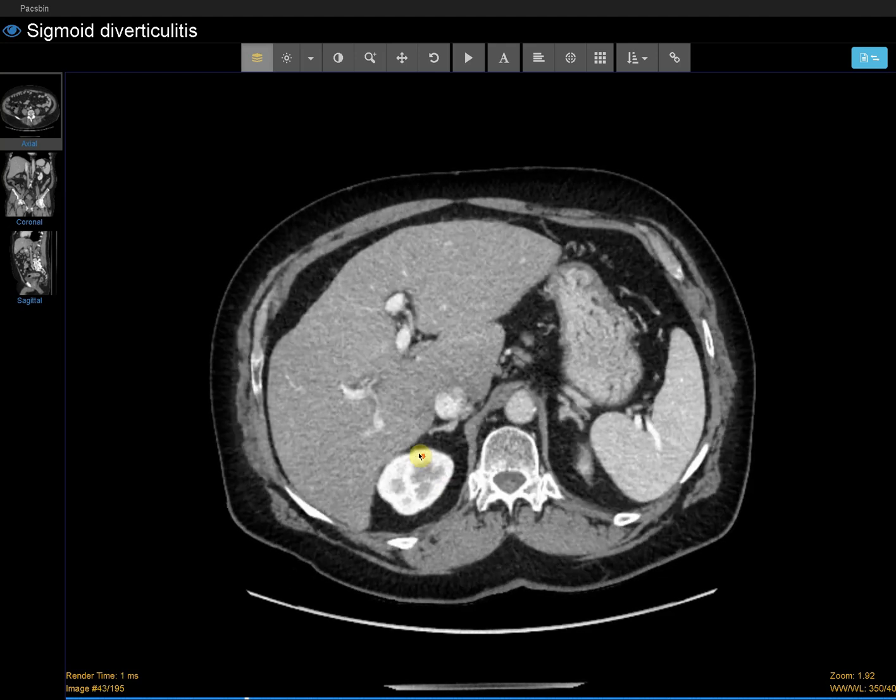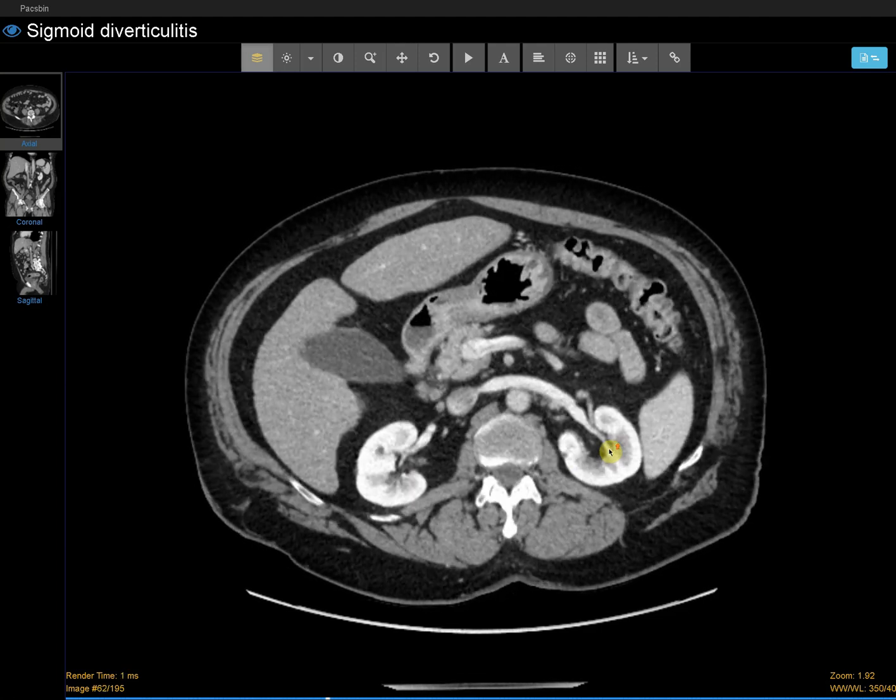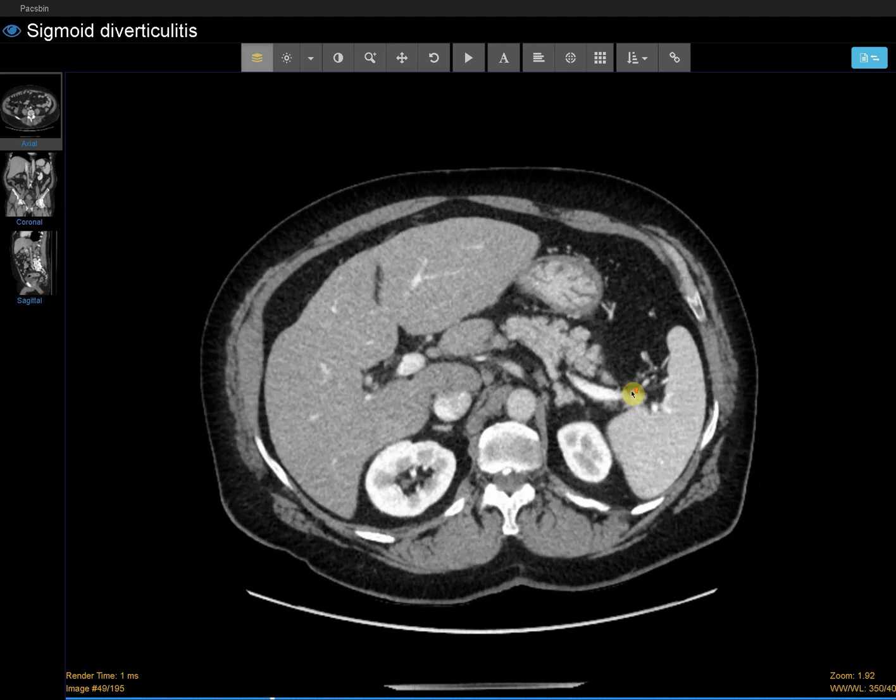I look at the spleen. I look at the gallbladder. Looks okay. Look at the kidney. There's no big stone or hydronephrosis. I still look at the pancreas.